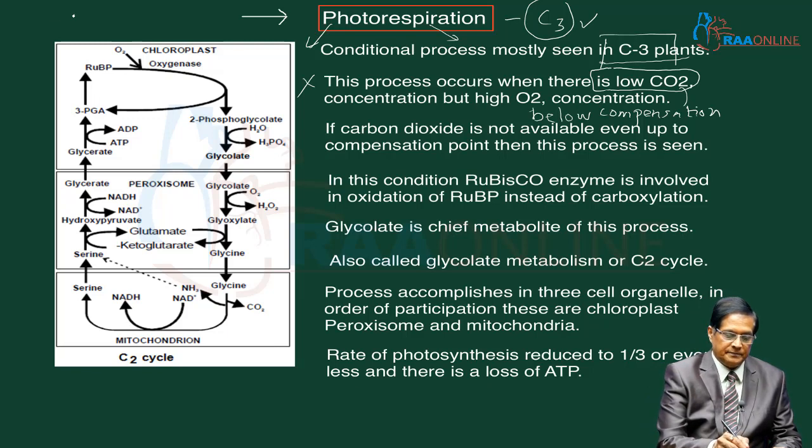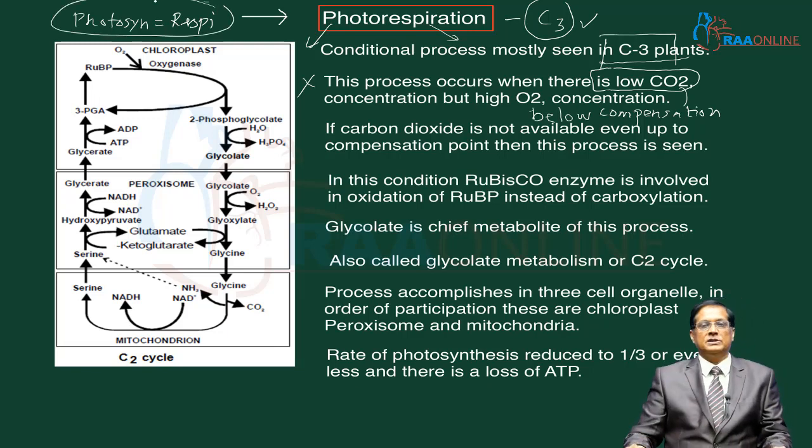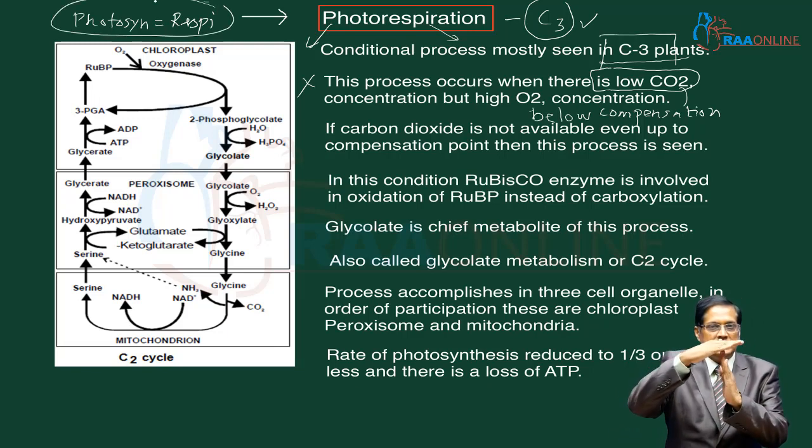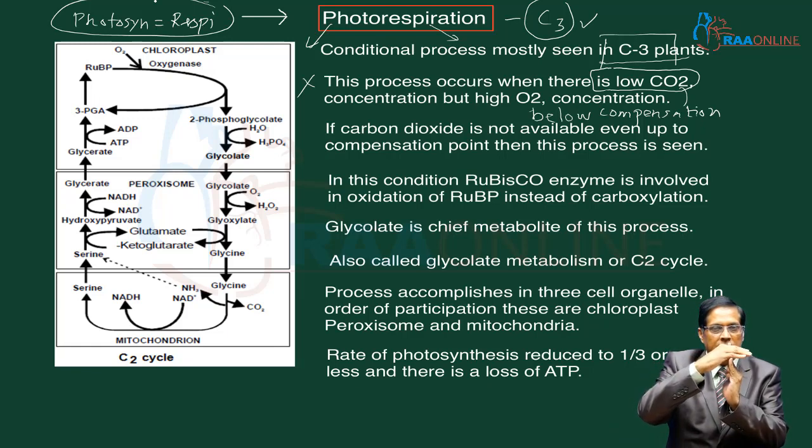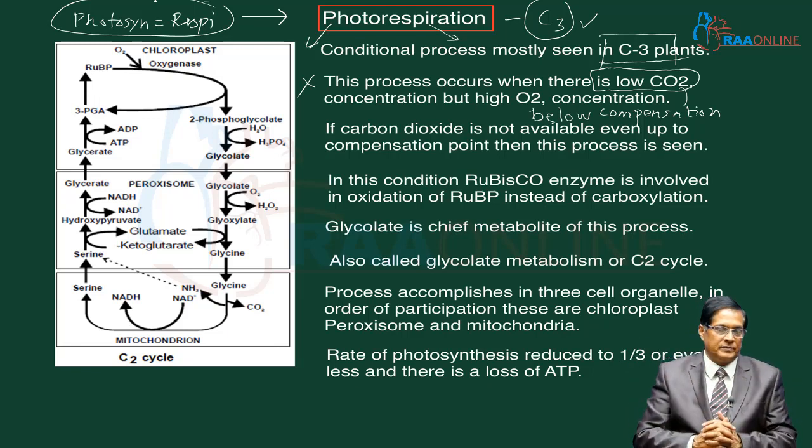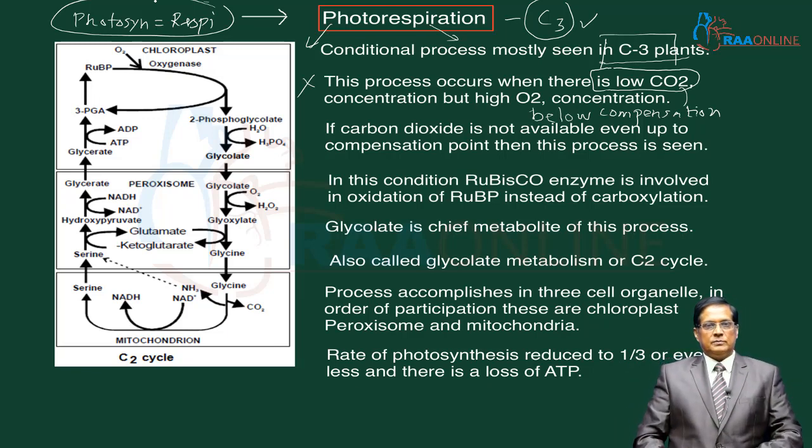Compensation point means at which photosynthesis is equal to respiration. This is called compensation point. That is the least concentration of carbon dioxide, or that critical concentration of carbon dioxide at which the rate of photosynthesis is equal to the respiration. That is compensation point with respect to the carbon dioxide.